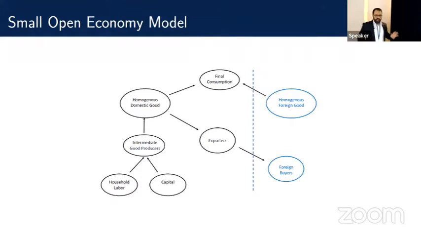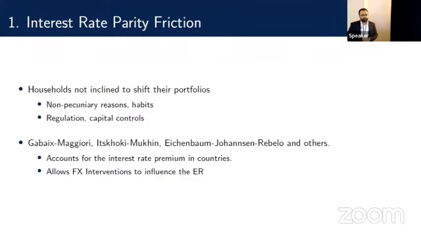Standard New Keynesian small open economy model, capital, labor. We are going to export stuff and import stuff from the rest of the world. Let's complicate this model a little bit. First, we are going to add the interest rate parity friction.